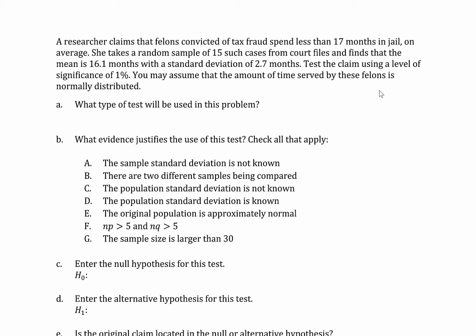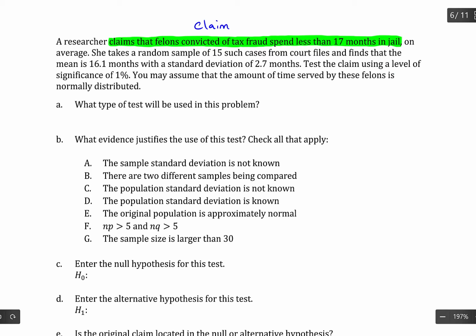So, what type of test will be used in this problem? Well, to decide this, it's best to identify first what the claim is. The claim is that felons of tax fraud spend less than 17 months in jail on average. To write that out more mathematically, we would say the mean time they spend in jail is less than 17 months. So we're testing a mean. That throws out the population proportion test, and it throws out the test comparing two different populations.